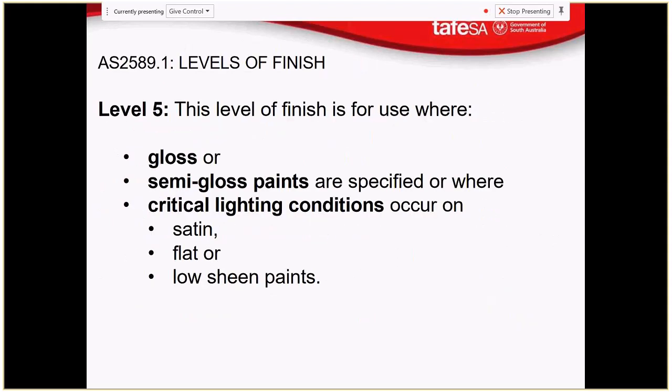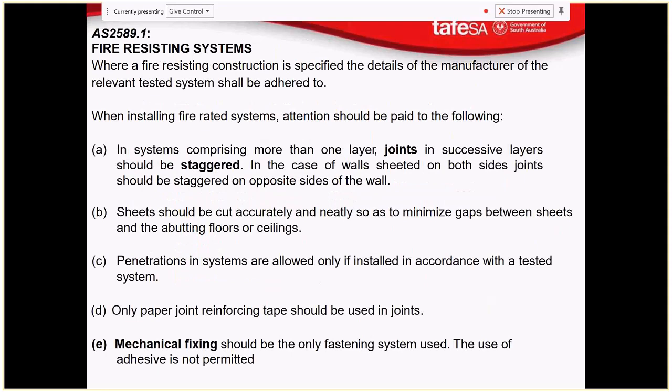Level 5, this level of finish is for use where gloss or semi-gloss paints are specified, or where critical lighting conditions occur on satin, flat, or low sheen paints. So where we have direct lighting or lighting perpendicular to the surface. Where fire-resisting construction is specified, the details of the manufacture of the relevant testing system shall be adhered to.